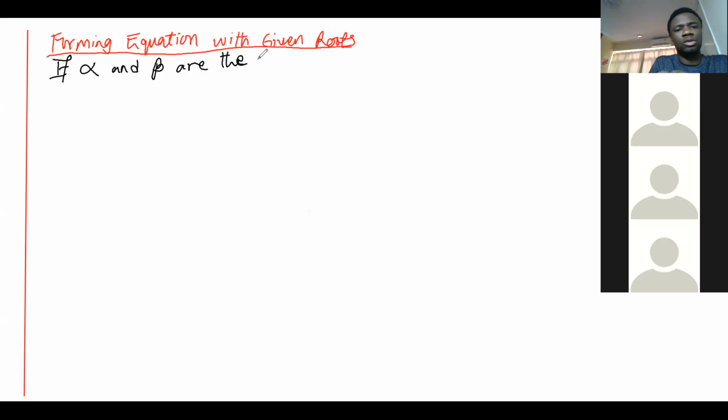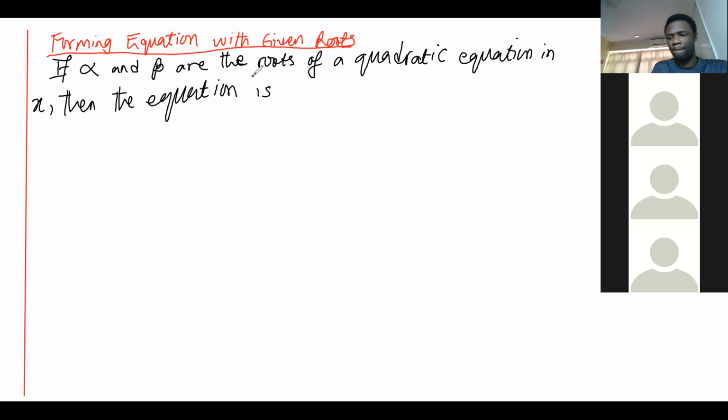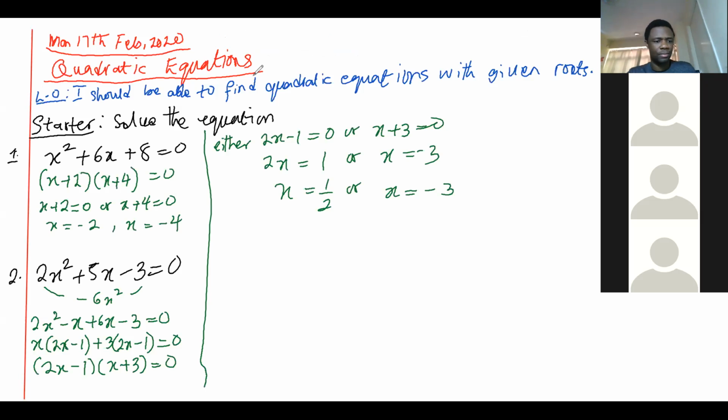If alpha and beta are the roots of a quadratic equation in x, then the equation is, now let's come back here. What can anybody say about this and this? Can you say something?